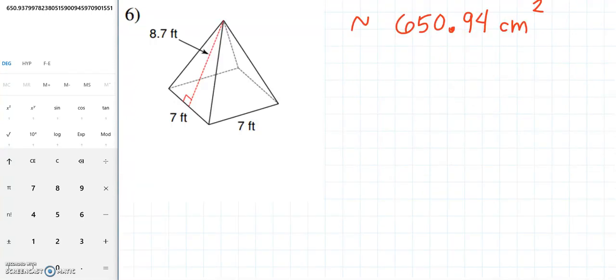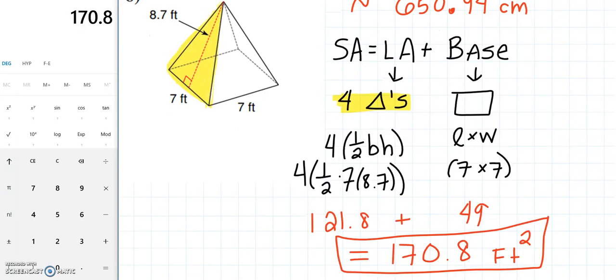Here's another problem for you to try. It's a square pyramid. So remember that each of the sides, which are 4 in this case, are going to be in the shape of triangles. Go ahead and pause the video and try this one out. Okay, welcome back. So you should have gotten approximately 170.8, actually exactly 170.8 feet squared. Take a look at the work that I did. If you got it, great, awesome. If not, see where you could have made a mistake. And let's try another problem.